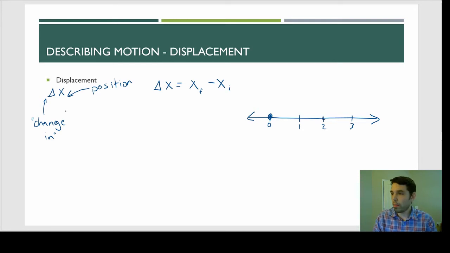Exciting. Okay, and we end up here. All right, so this is our initial position. I'll put an I there. I'll put an F here for final. So with our displacement now, obviously, if you all know, it's 2, right? But here I'm illustrating a point.